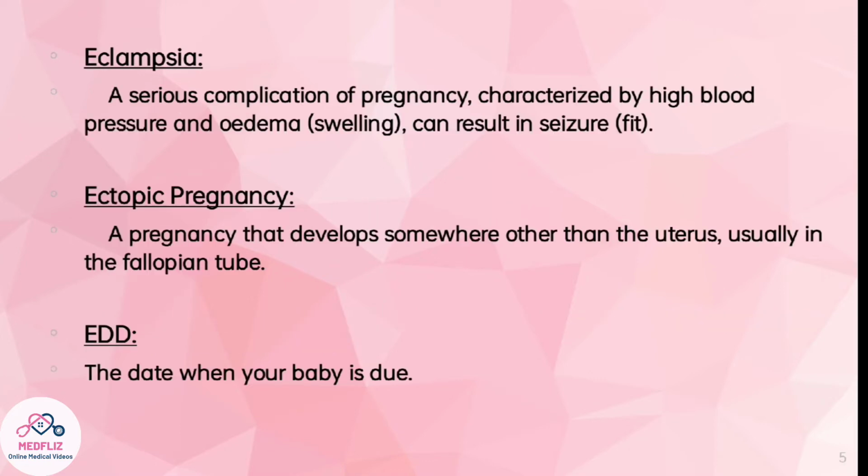Eclampsia, a serious complication of pregnancy characterized by high blood pressure and edema that can result in a seizure, fits. Ectopic pregnancy, a pregnancy that develops somewhere other than the uterus, usually in the fallopian tube. Expected date of delivery, the date when your baby is due.